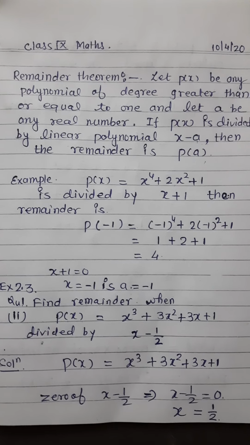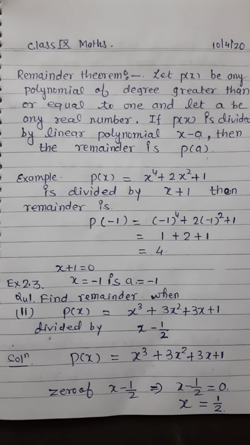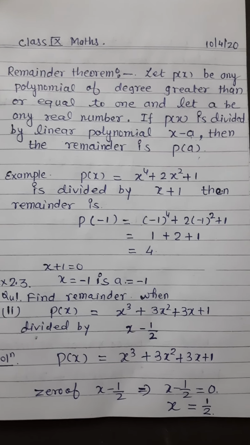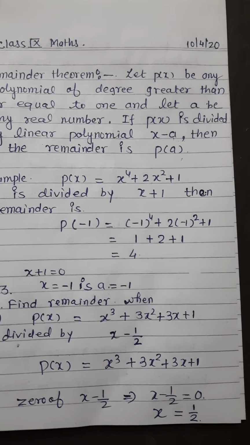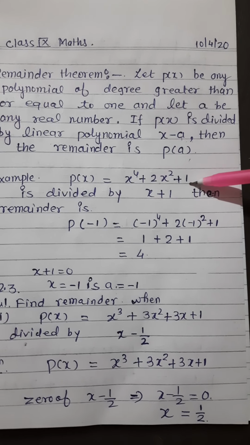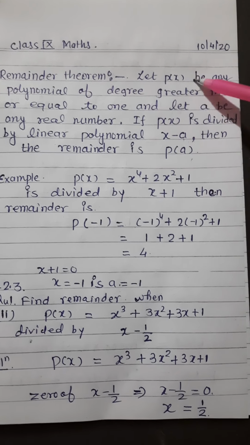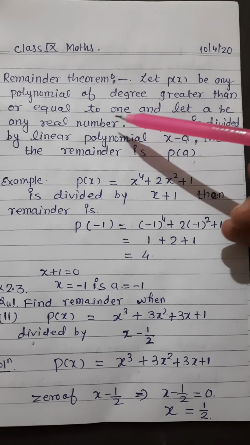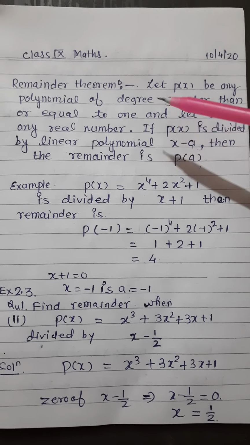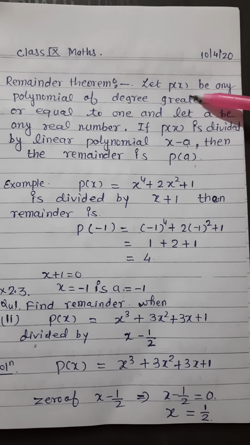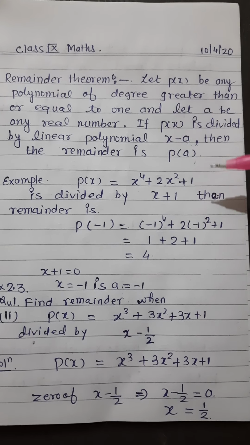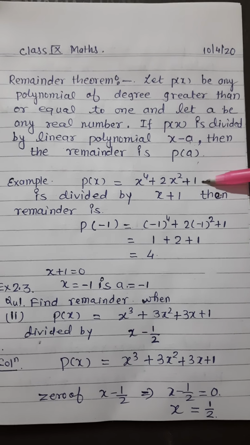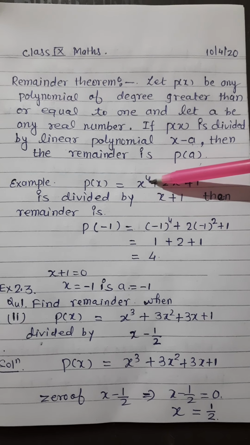So let's see how to implement this theorem. With the help of an example we will understand this theorem. If p(x) is any polynomial, what is the condition for the polynomial? The degree of this polynomial should be greater than or equal to 1. So the degree of the given polynomial should always be greater than or equal to 1. So we have one polynomial p(x) and its degree is 4.